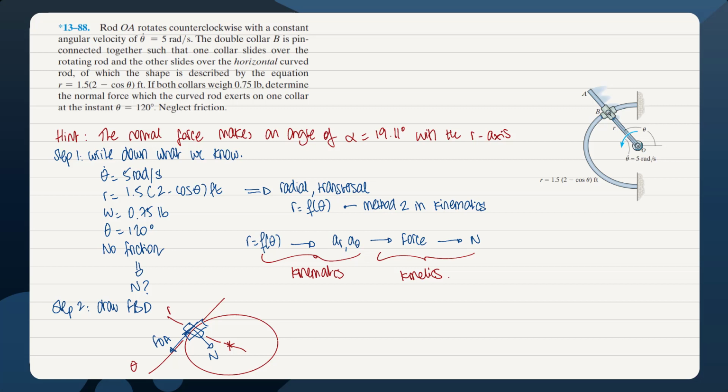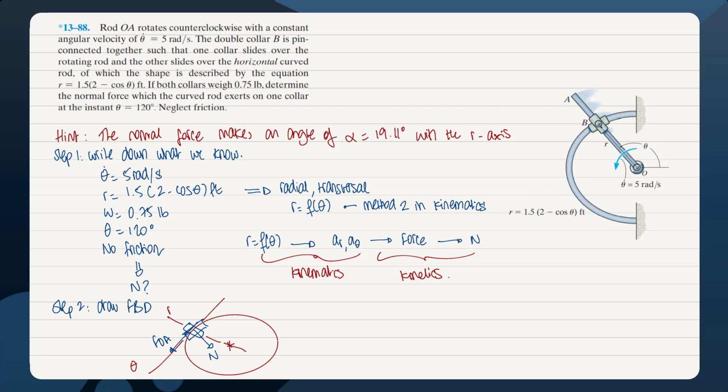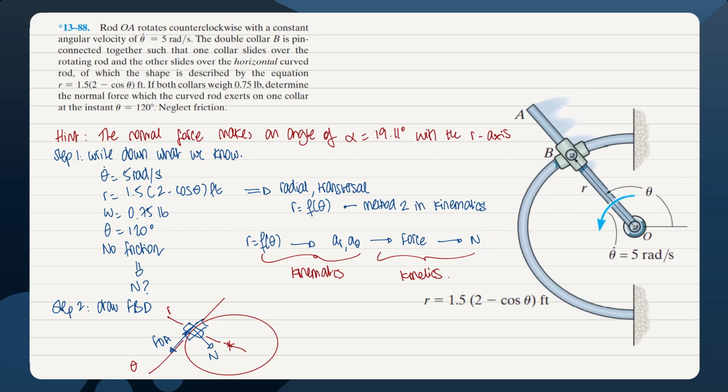If you still can't picture how the double collar works, I'll spend a couple of minutes explaining that. So the double collar is actually formed of two different components which are pinned together. One is allowed to slide along the shaft, the linear shaft, and the other one is allowed to slide along the circular shaft.